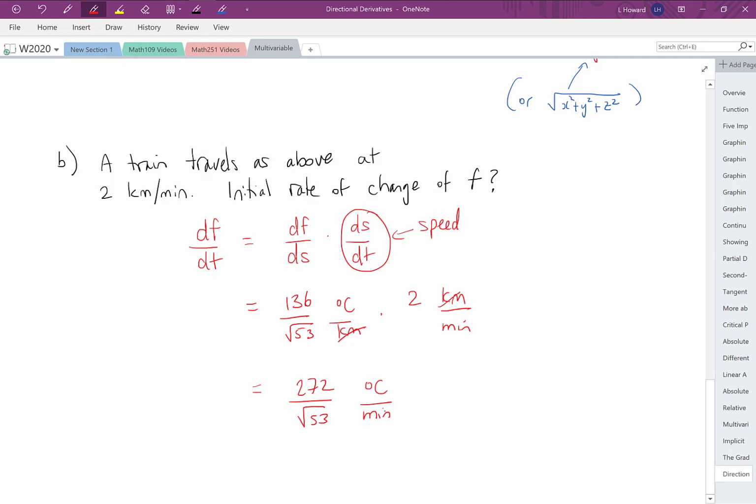All right, so at the moment that this train leaves the point (4, 5), heads towards (2, -2), it's getting hotter pretty quickly. So that's how we use directional derivatives.